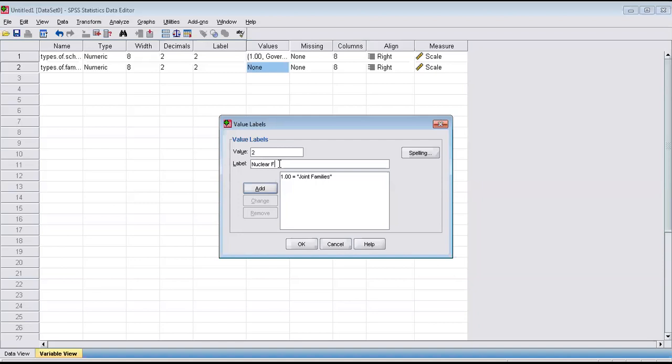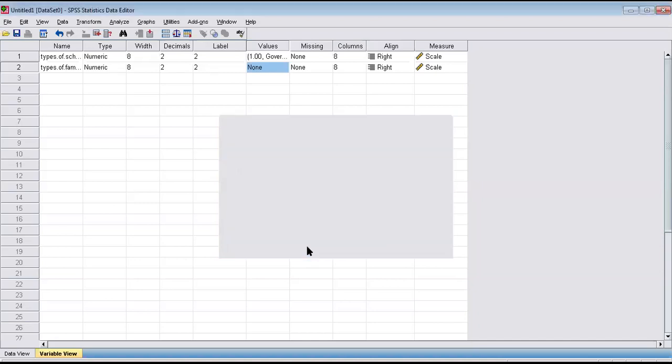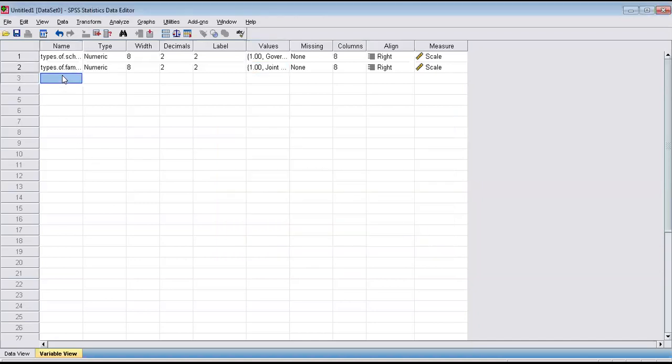Nuclear families. So I have done that also. And the third is my gender. And gender also has got the two levels.